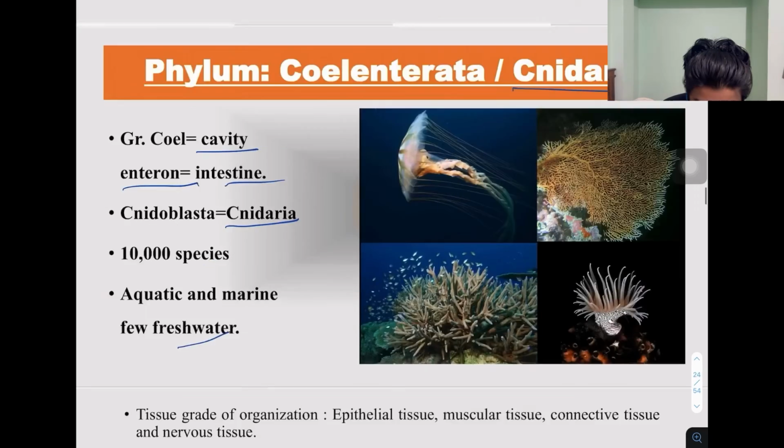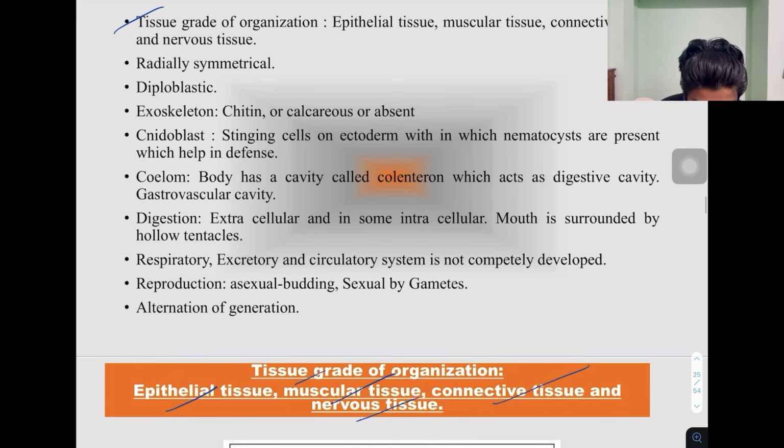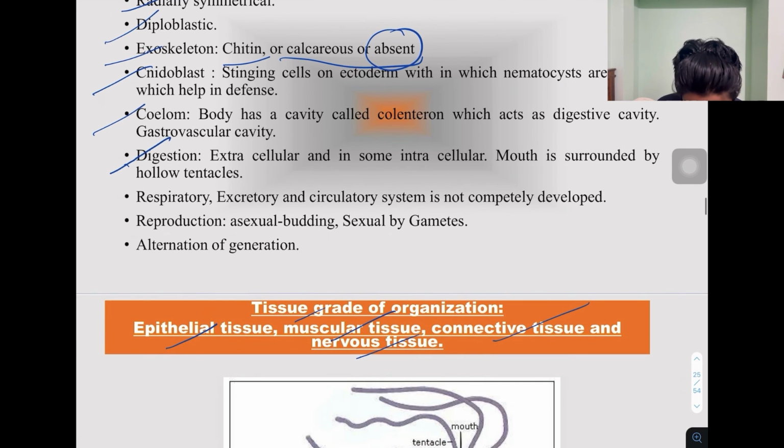See here, they show tissue level of organization. They are radially symmetrical, they are diploblastic, their exoskeleton is made up of chitin, and in some it is calcareous, made up of calcium, but in some the exoskeleton is absent. They have cnidoblasts. What are cnidoblasts? I have already explained. These are the structures which help to capture the prey. The body coelom is present in the digestive region where digestion takes place, hence it is called the gastrovascular cavity. Digestion is extracellular, the digestive system is incomplete, and they have a number of tentacles at the mouth. Respiration, excretion and circulatory systems are not completely developed.